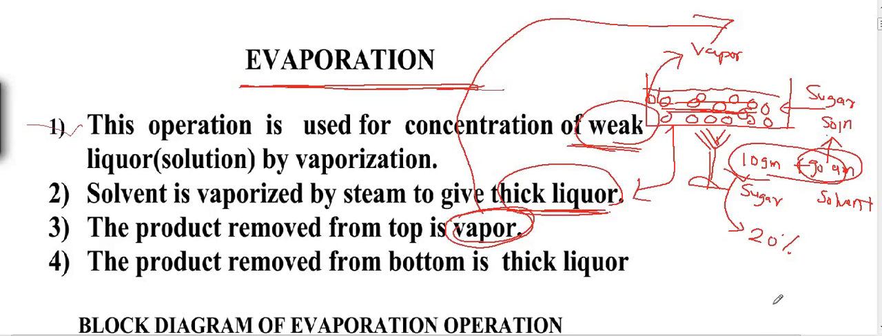So how do you define evaporation? Evaporation operation is defined as the operation in which weak liquor is converted to thick liquor by vaporization.